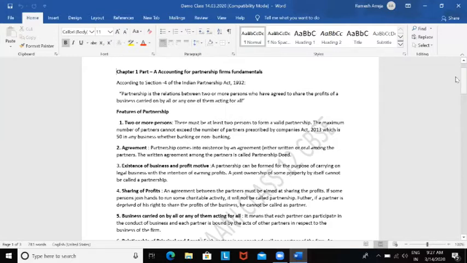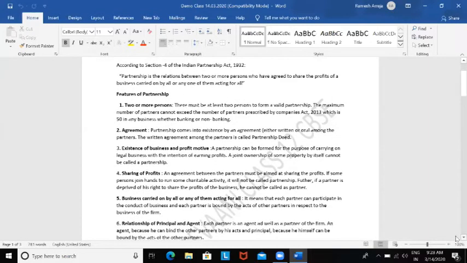Next is agreement. Obviously, there should be some agreement between the two. Suppose we two are partners, we want to do a business, but there is no agreement with regard to how we will be sharing the profit, what amount we will be contributing, what we will be bringing in, the partnership deed. So it should be either written or oral among the partners. The written agreement among the partners is called partnership deed.